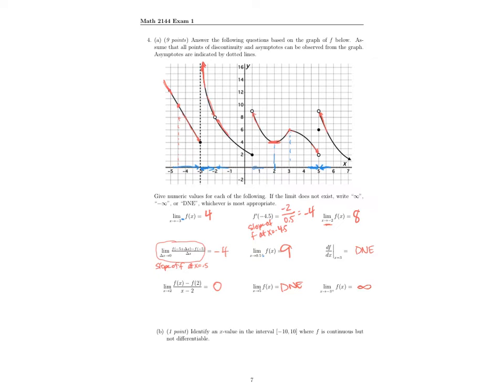Then on part B, it says identify an x value in the interval -10, 10, where f is continuous but not differentiable. So we've already kind of identified that place. We said that the limit as x approaches 3 does not exist, right? But it's continuous there because the function doesn't have any breaks or gaps or anything at 3, but it does have a cusp. So x equal 3 is that place.